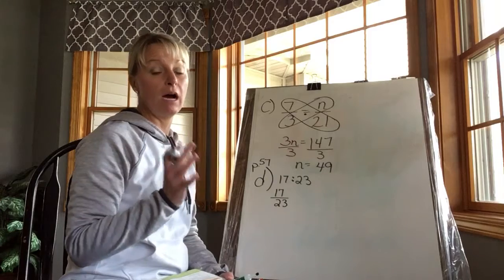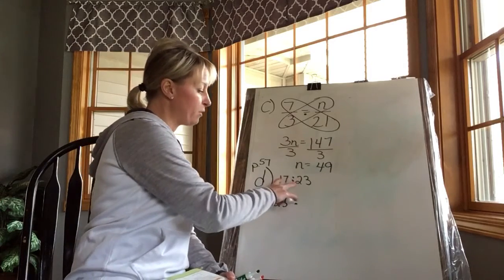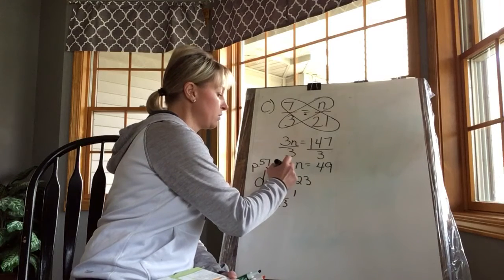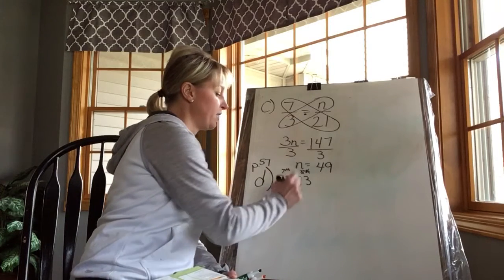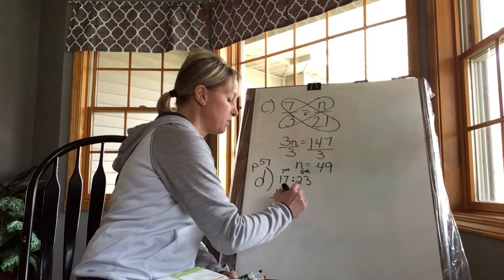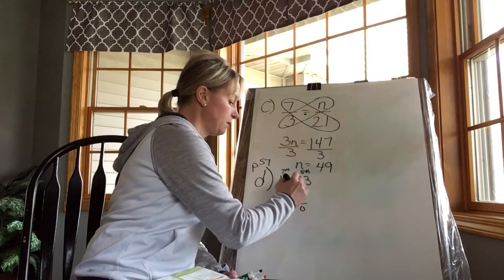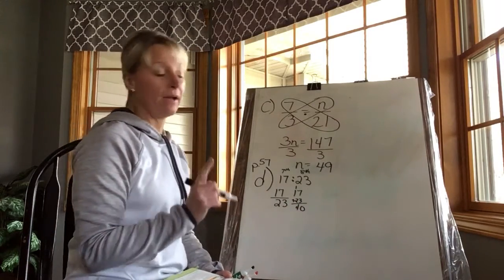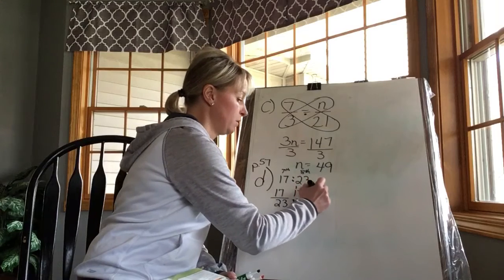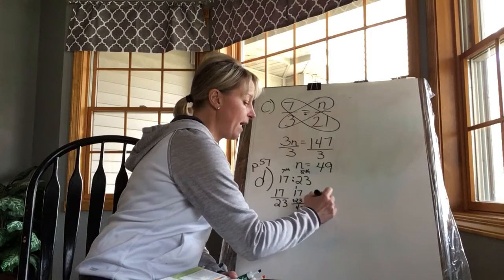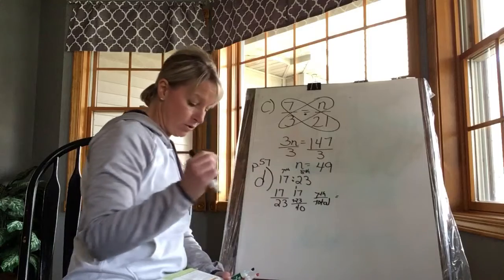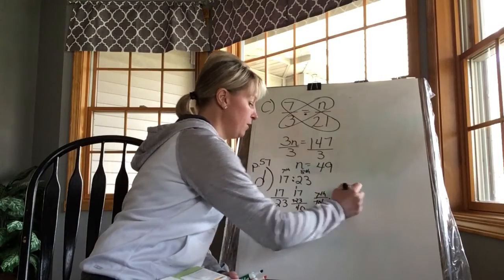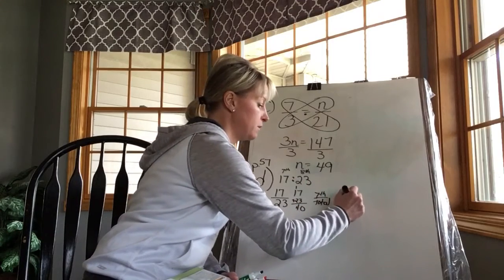So first we have to figure out how many are in all to start with. If we have the ratio of 17 to 23, we actually have to add, because these are the 7th graders, these are the 8th graders. We have to add 17 plus 23. When I add that, I get a total of 40. So now I write my ratio of 7th graders to the total. My 7th graders were 17, so I put 17 out of the total of 40 students.